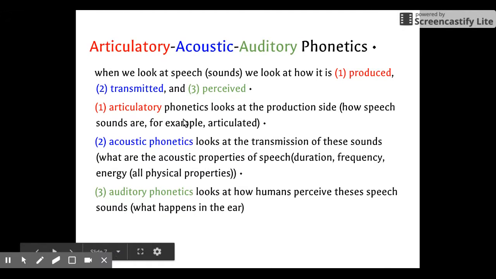So it's like a review. Articulatory phonetics looks at the production side, how a sound is produced by your mouth. Acoustic phonetics studies the sound properties, in other words, the transmission form. The sound is in transmission form because it's in sound waves, right? And then auditory phonetics looks at how humans perceive these speech sounds.